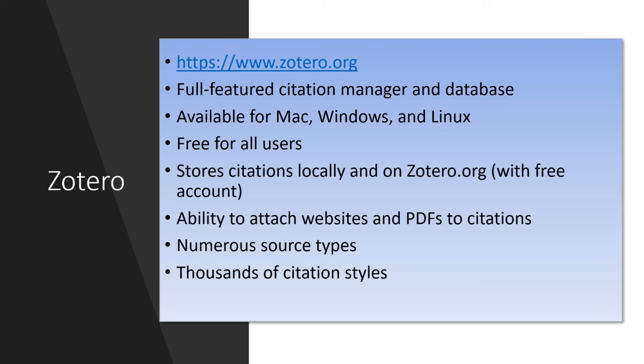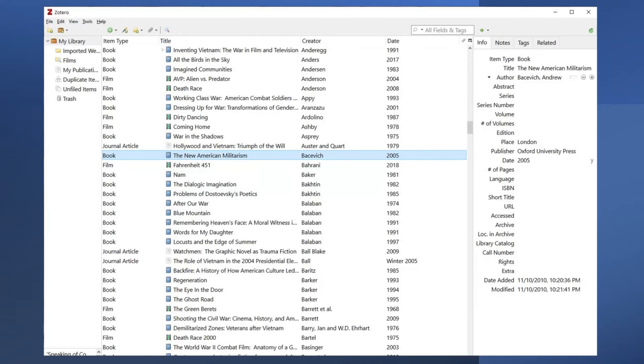It's totally free. You can store your citations locally on your computer and on Zotero.org with a free account. So you can store your library of cites independently and get it off your desktop. You can also attach websites and PDFs to your citations, so that you can link to the full text of a citation, an article, or something like that you use. Numerous source types. Almost every kind of source that you can imagine is able to be cited in Zotero, and in thousands and thousands of citation styles. I think it was 10,000 last I checked.